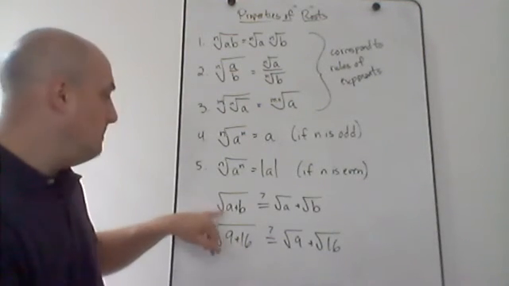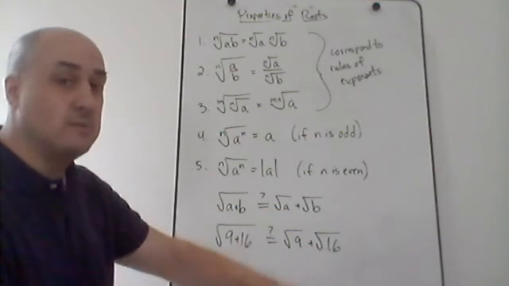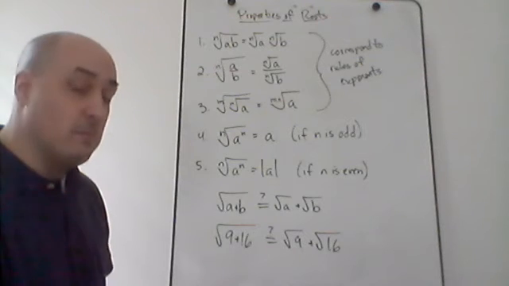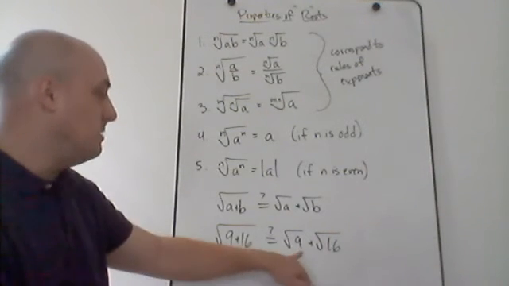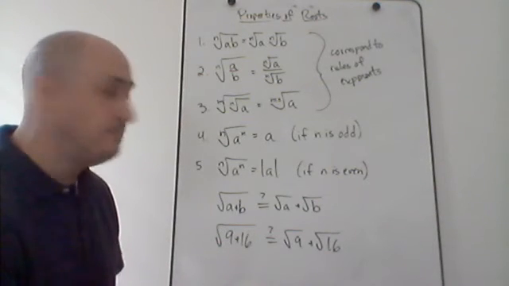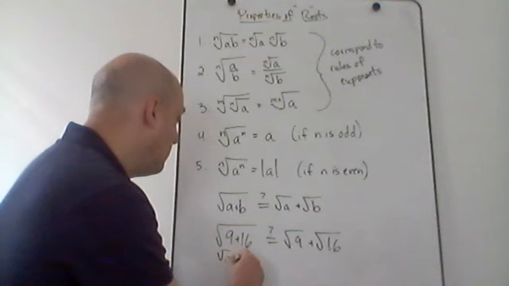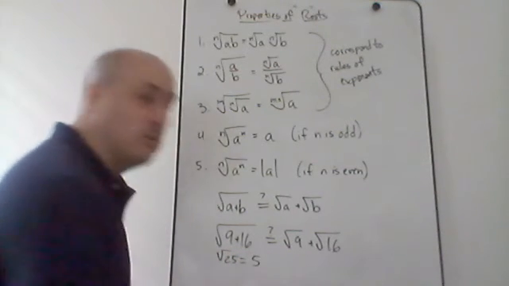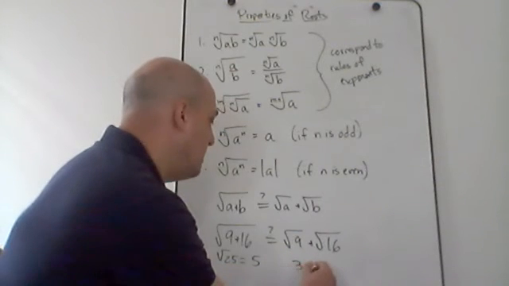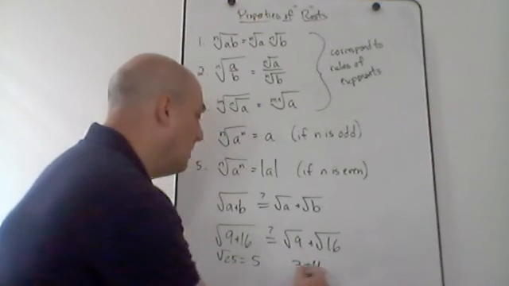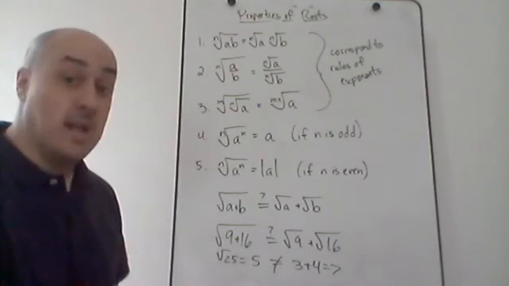Well, can we do that with a root? In other words, is the square root of a plus b equal to the square root of a plus the square root of b? Let's put some numbers in there and test it out. If I have the square root of 9 plus 16, is that equal to the square root of 9 plus the square root of 16? Let's see. 9 plus 16 is 25, and the square root of 25 equals 5. What's the square root of 9 over here? That's 3. The square root of 16 is 4, and 3 plus 4 equals 7. And 5 does not equal 7.